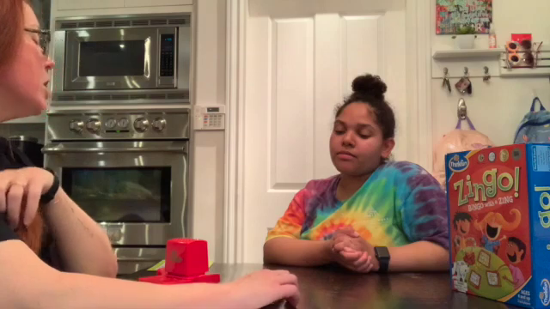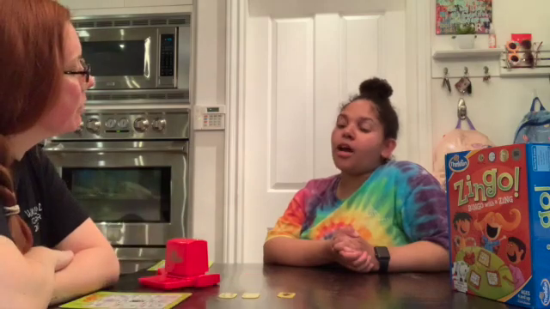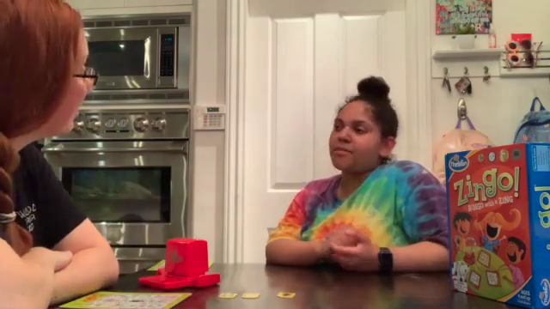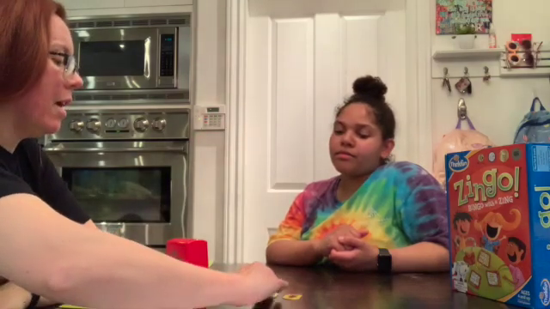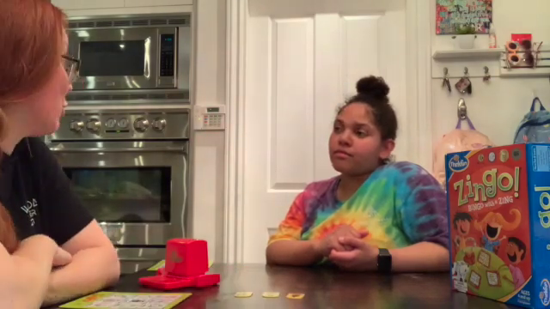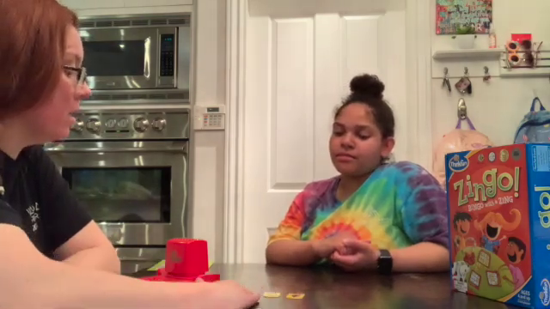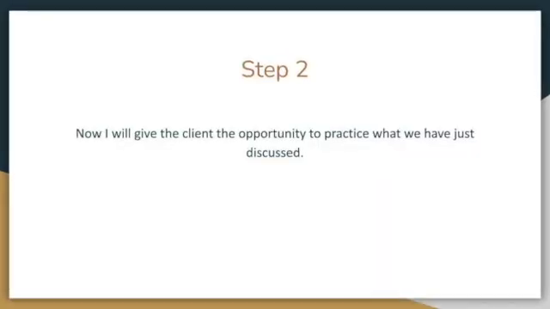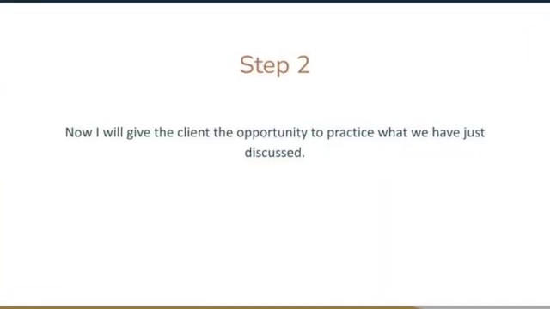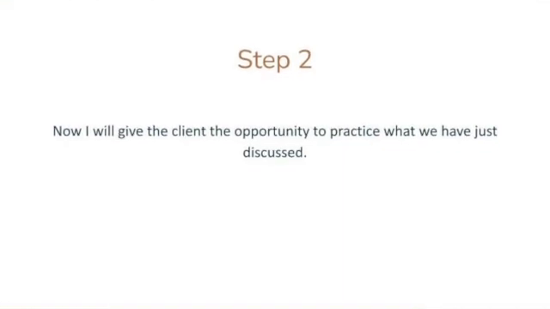Okay? And lastly, we have a tree here. Do you think a tree is in the category of a plant or a vehicle? A plant. A plant. Very good. We know it's a plant, right? It grows outside, and it is something that is natural, right? So these are examples of categories: animals, fruits, and plants. Now I will give the client the opportunity to practice what we have just discussed.